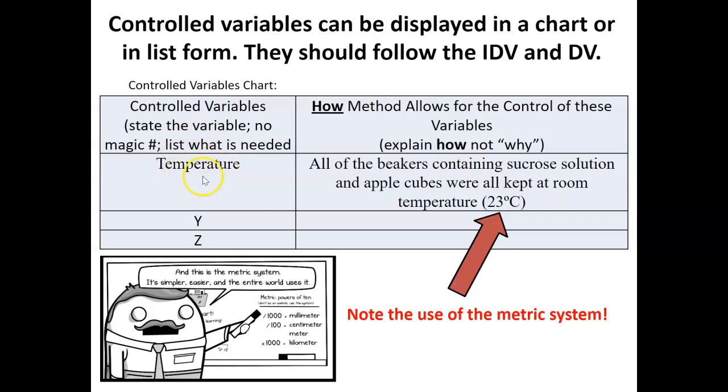Here shows you temperature, and then on the right side you have to say how you controlled it, not why. That's important because why was already explained and scored in aspect 1, right? You explained why in the background information. Here you're explaining how. So for temperature, why, you already said in the background information that higher temperatures increase the speed of osmosis, but here is how. So how did you control it? All the beakers containing the solution and apples were kept in the same room at 23 degrees Celsius.